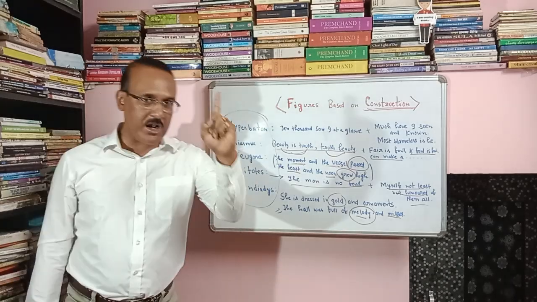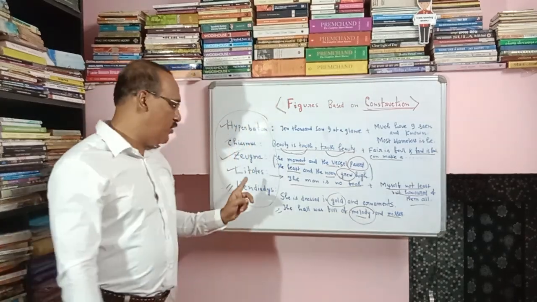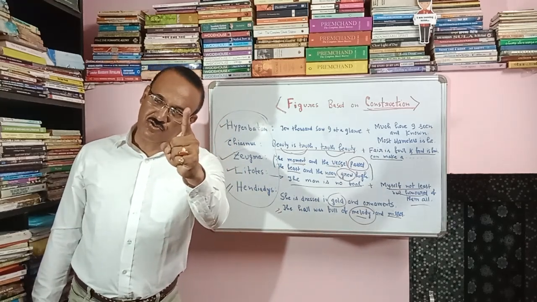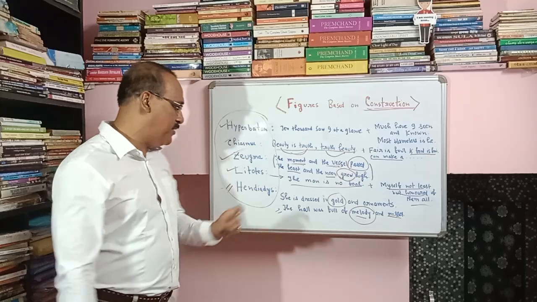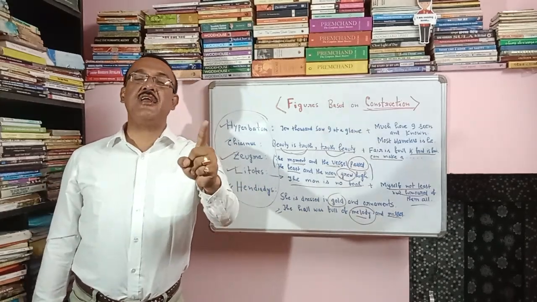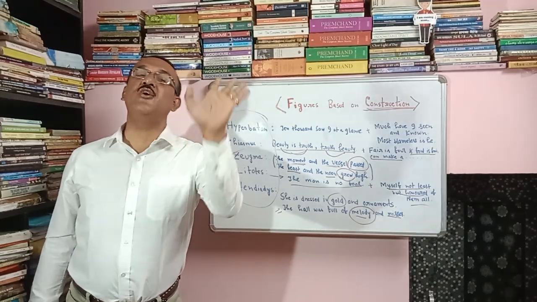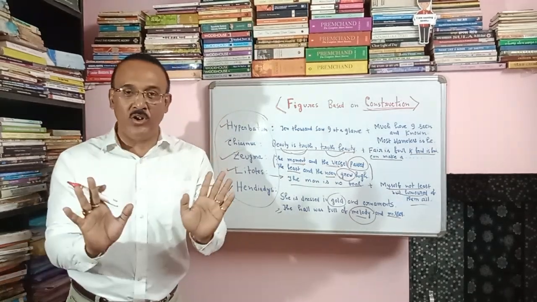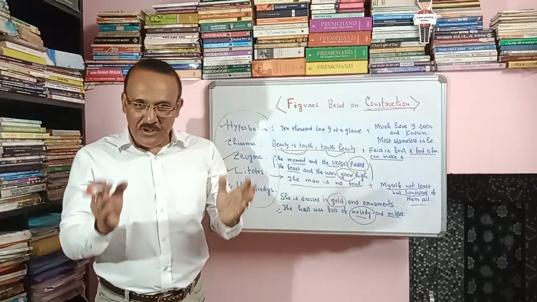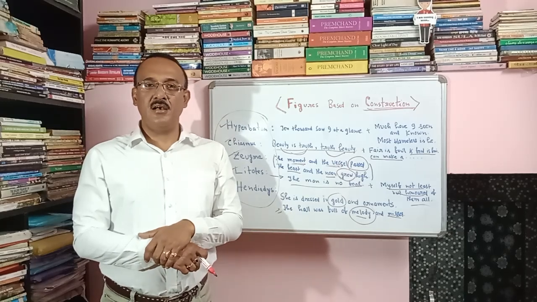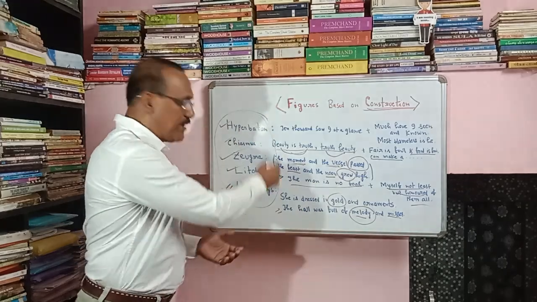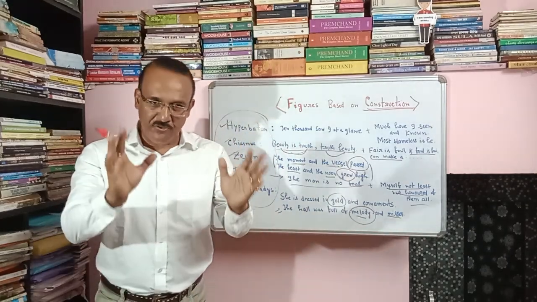Then Zeugma, when one verb is connected with two nouns. What is Hendiadys? Two nouns are connected with one conjunction and one noun becomes an adjective. And what is Litotes? A strong affirmative idea is made by the denial of its opposite. He is no fool. What does it mean? He is clever. So I hope this video will be helpful to you and you can understand these 5 important figures of speech based on construction.